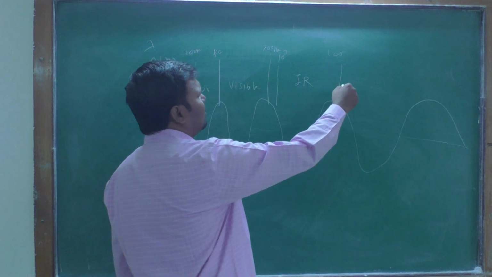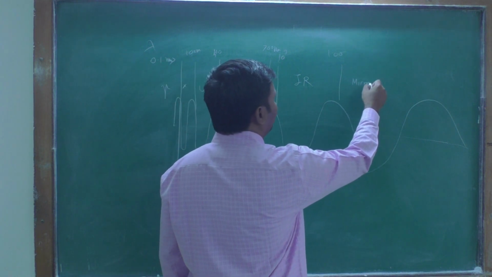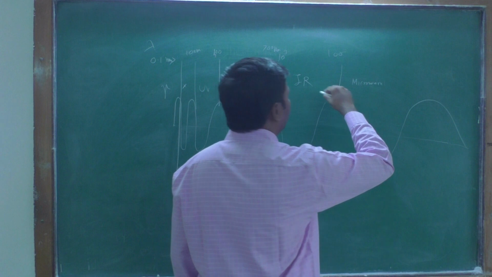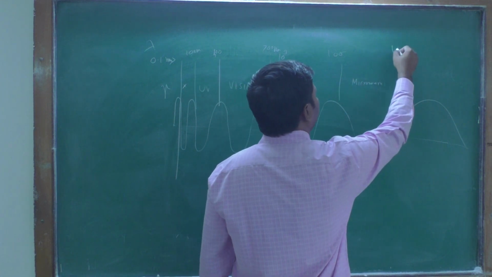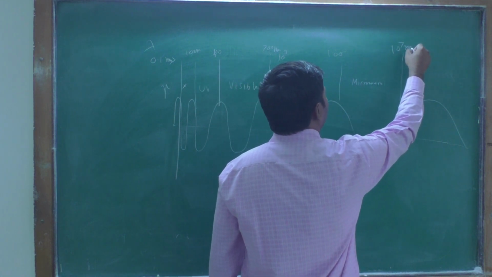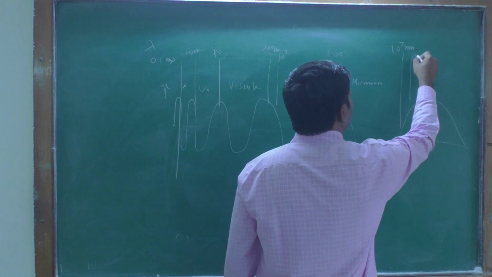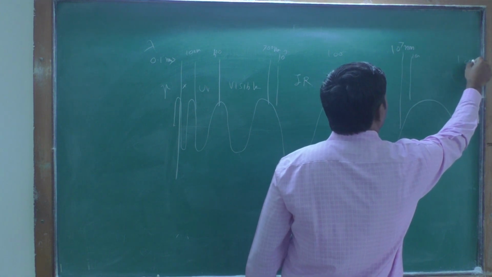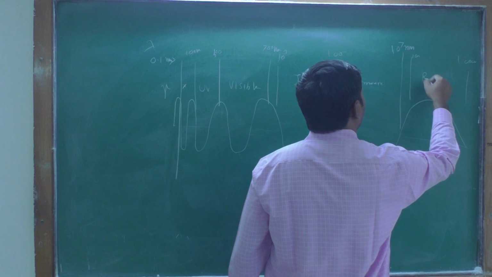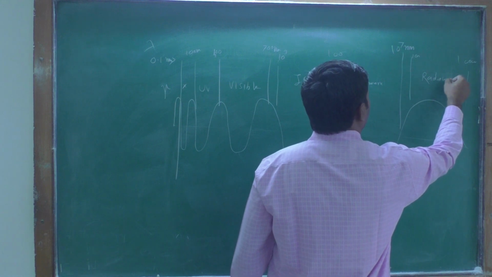Next is microwave radiation. Microwave radiation has less energy than the IR. Its region is 10 raised to 5 to 10 raised to 7 nm, and from 1 centimeter to 100 centimeter and so on, that wavelength is for the radio waves.